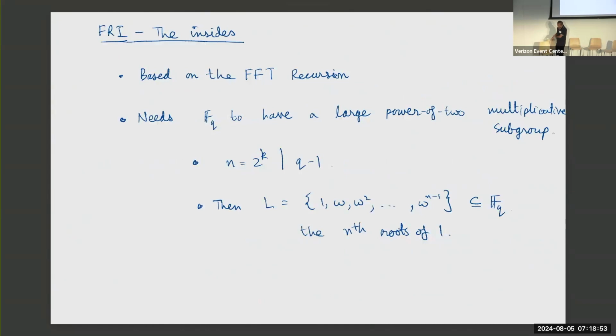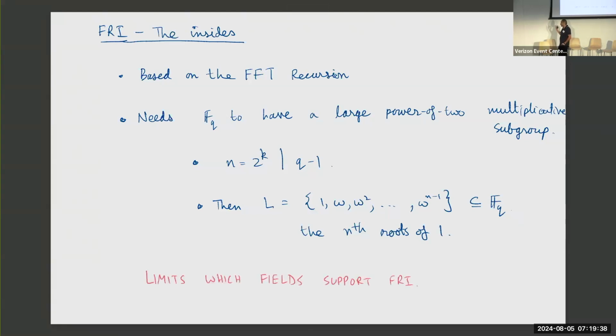Okay, so now we go into the insides of this sketch. This algebraic sketch is based on whatever happens inside the fast Fourier transform, the same algebraic magic. It works when F_q has a large power of 2 multiplicative subgroup inside it. So this needs q minus 1 to be divisible by a large power of 2, like 2 to the k in this case, and in that case n is equal to 2 to the k. And this is enabled when L is the set of nth roots of unity, where n is this 2 to the k. So it's only going to be a protocol for FRI for this special evaluation domain, the nth roots of unity, where n is a power of 2.